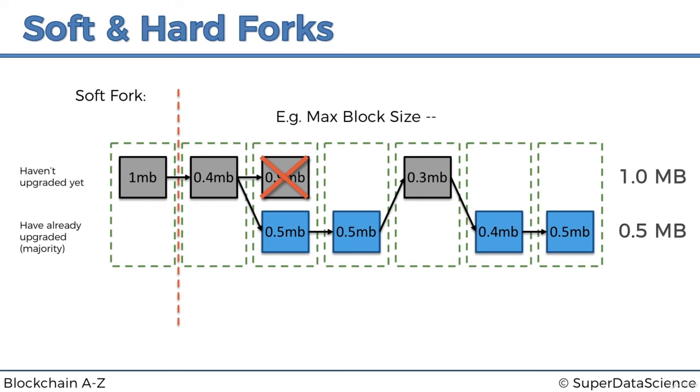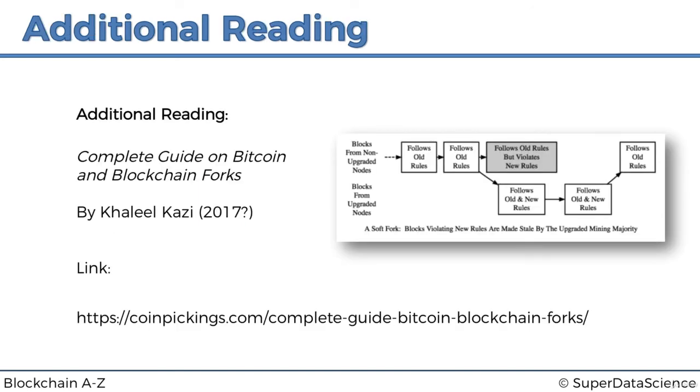I know this, especially this soft fork business, might be a bit complicated. In that case, there's great additional reading which I've got for you. It's called Complete Guide on Bitcoin and Blockchain Forks by Khalil Kazi, and it explains this whole situation with a great analogy of a restaurant that's cooking vegetarian food, and then they decide to introduce meat, and that represents a hard fork, or they decide to switch to only vegan recipes, and that represents a soft fork. And it's a great analogy which can help you further understand this topic if you'd like to get a better grasp of it. But in general, that's how soft and hard forks work.